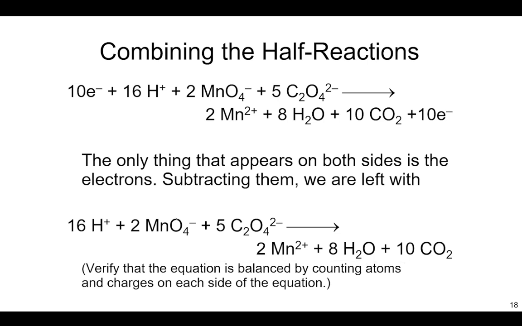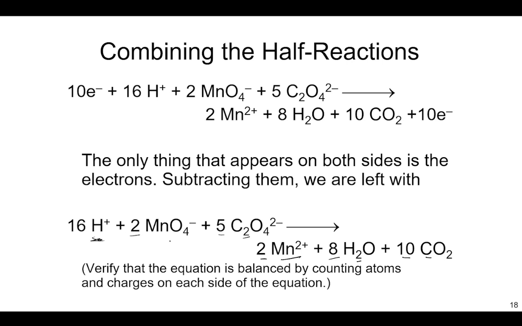Okay, so let's just look at all of the elements. 16 H's on the left, 8 times 2 is 16 H's on the right. 2 manganese on the left, 2 manganese on the right. 5 times 2 is 10 carbons on the left, 10 carbons on the right.